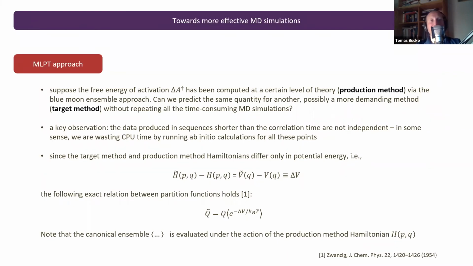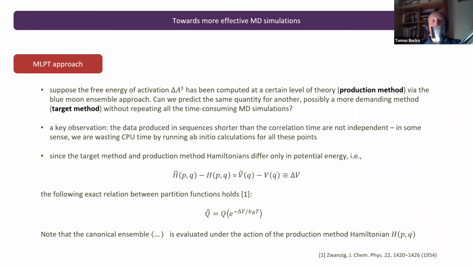Now, suppose that the free energy of activation has already been computed at a certain level of theory, which I will call from this point on the production method. Okay. And suppose that the blue moon ensemble approach was used. Now the question is, can we predict the same quantity, free energy of activation or free energy difference in general, for another possibly more demanding method for which maybe even analytical gradients are not available, and that method will be termed the target method here. Okay, and can we do so without repeating all the time-consuming molecular dynamics simulations?